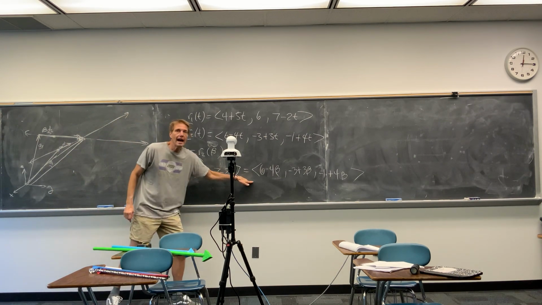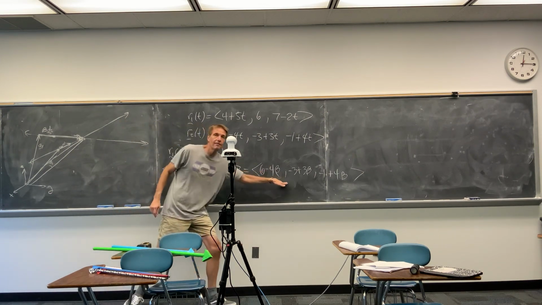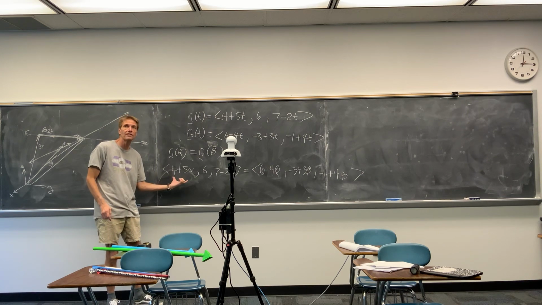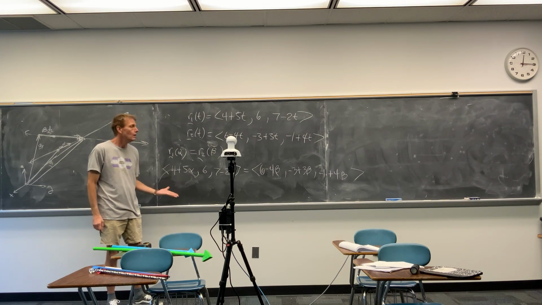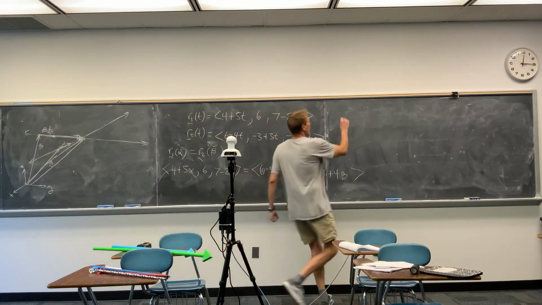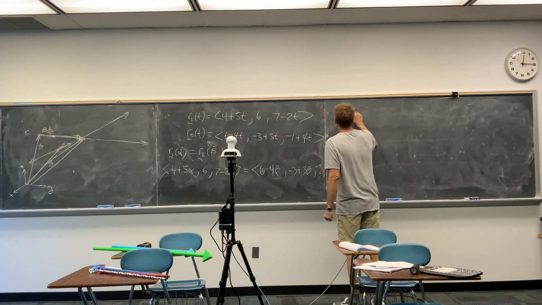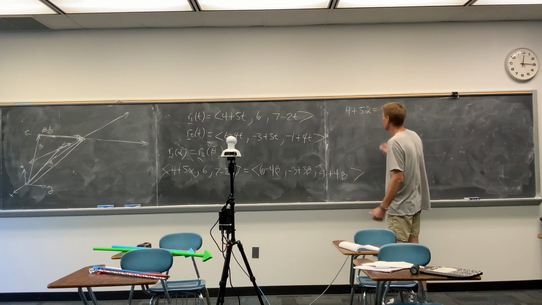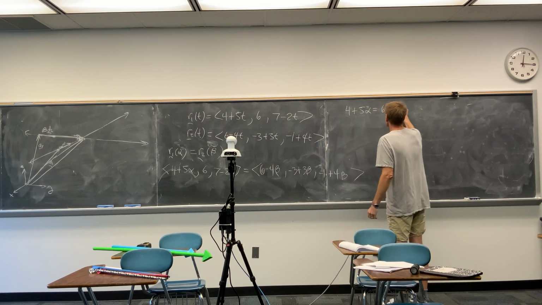This vector would have to be equal to this vector. Well, then 4 plus 5 alpha has got to be equal to 6 minus 4 beta. So let's write that down. 4 plus 5 alpha has got to be equal to 6 minus 4 beta.